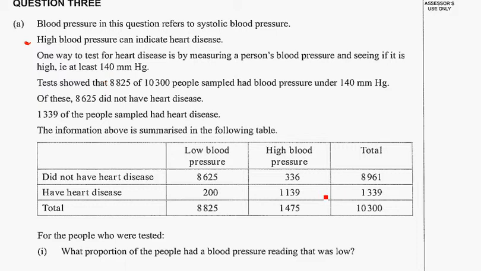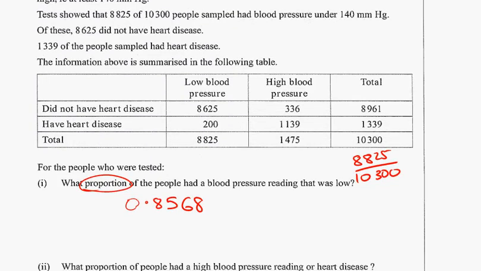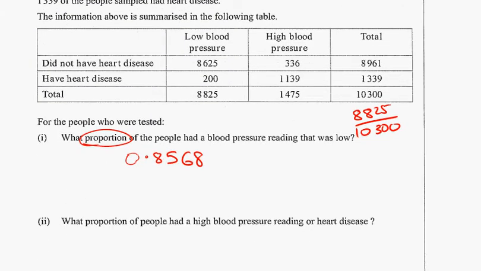We've got some information here. For the people who were tested, what proportion of the people had a blood pressure reading that was low? Well, there were 300 people tested altogether, and the number that had a low was 8825. And working that out on a calculator, it's asked for a proportion, so we could just give it as a decimal, 0.8568.